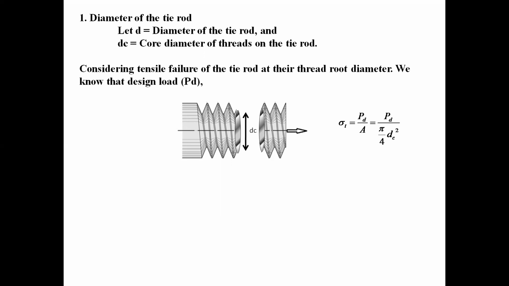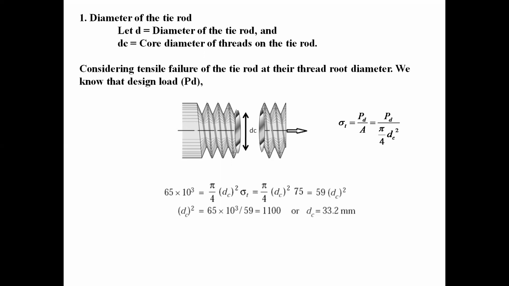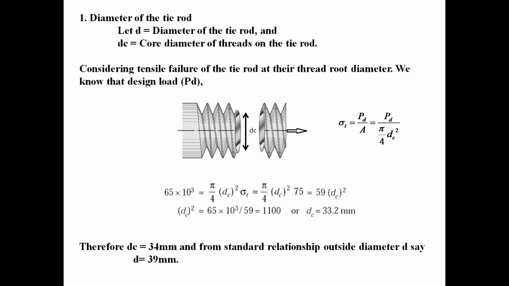So tensile stress is equal to PD divided by A, force divided by area. The area is pi by 4 DC square, the weakest section. If I consider PD as 65 kilonewton equal to pi by 4 DC square into sigma T, where 75 megapascal is the safe tensile stress, then from this we can find DC. DC comes out to 33.2 mm. So 33.2 mm can be rounded up to 34 mm, and from the standard relationship we can take the outside diameter as 39 mm.